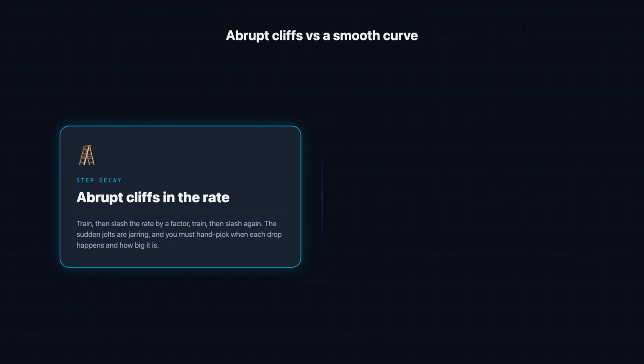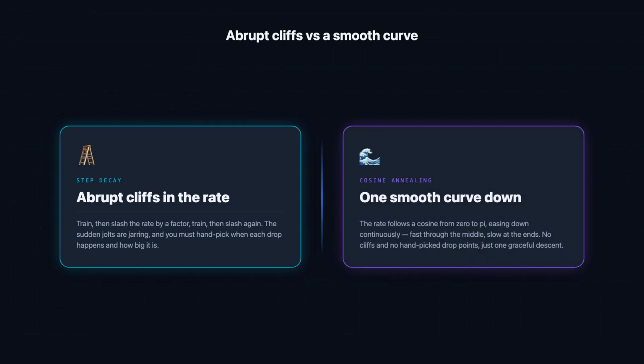Cosine annealing instead traces one smooth curve. The rate follows the gentle shape of a cosine from 0 to pi, easing down continuously, fast through the middle of training and slowly near the start and the end. No cliffs, no hand-picked drop points, just one graceful descent all the way to near zero.